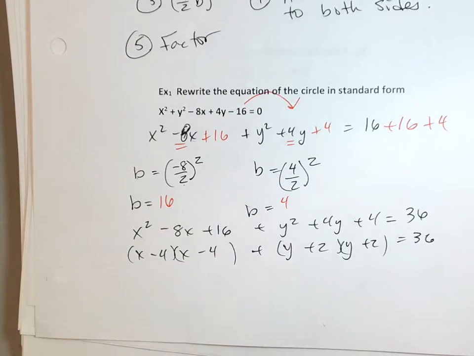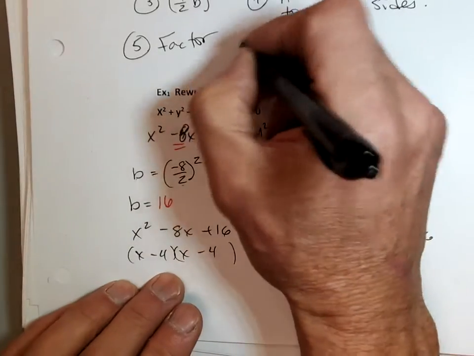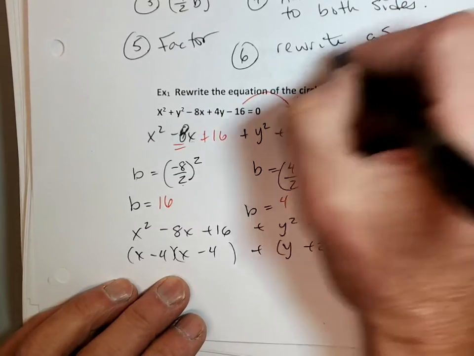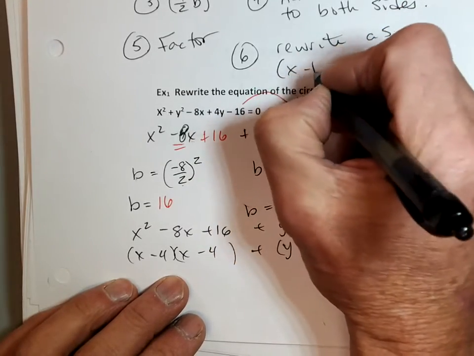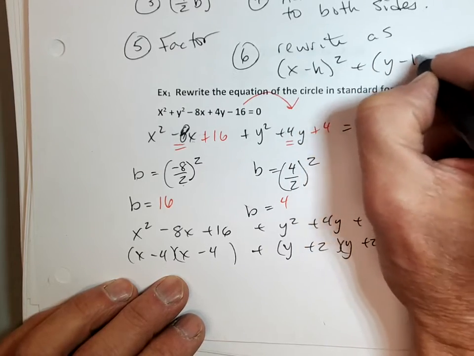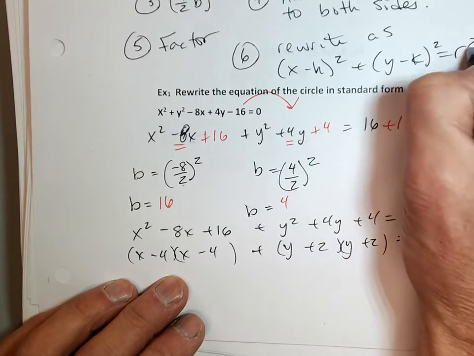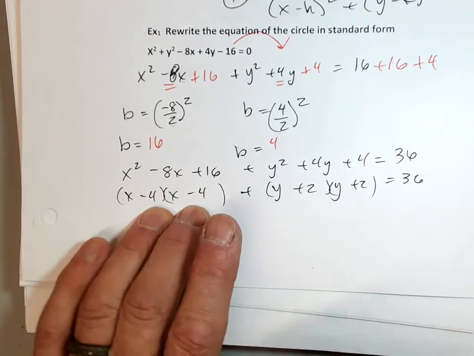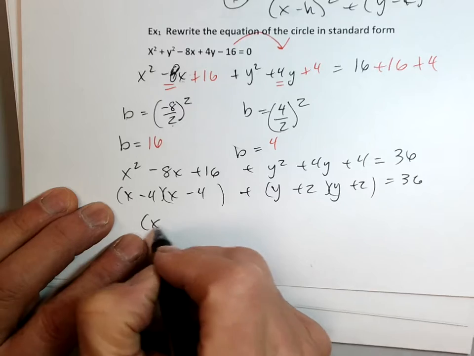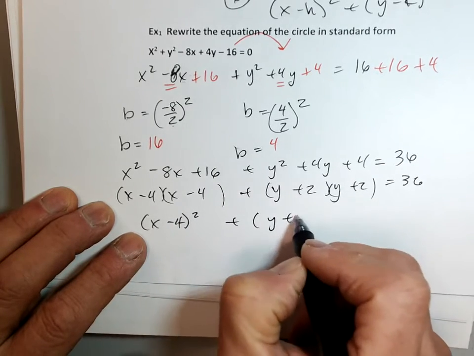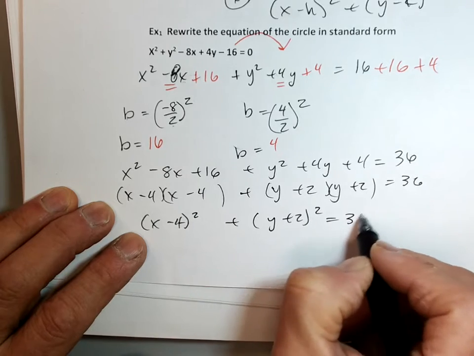Okay, last step. Step 6 is to rewrite it as parentheses x minus h squared plus y minus k squared equals r squared. So put it in the standard form, which is easy, because this can be rewritten as x minus 4 squared plus y plus 2 squared equals 36.